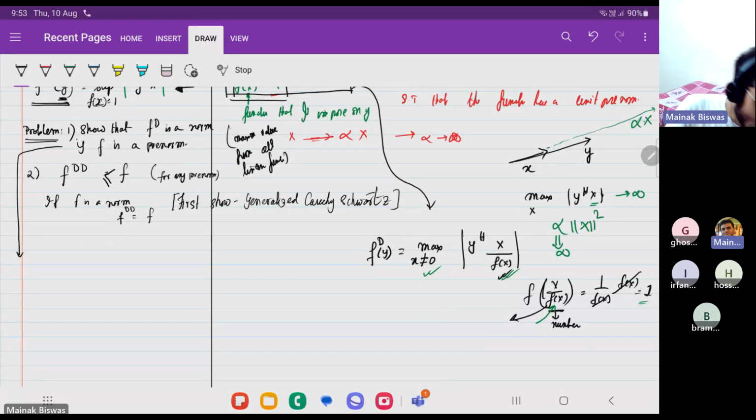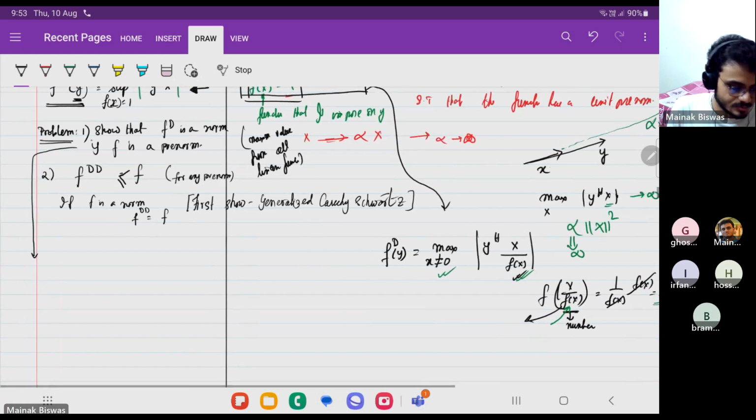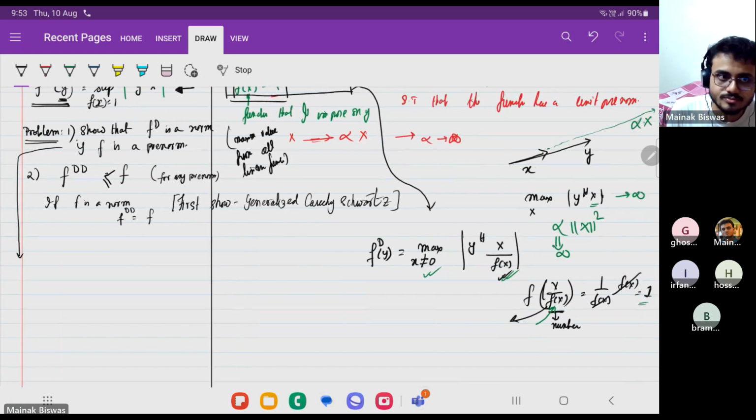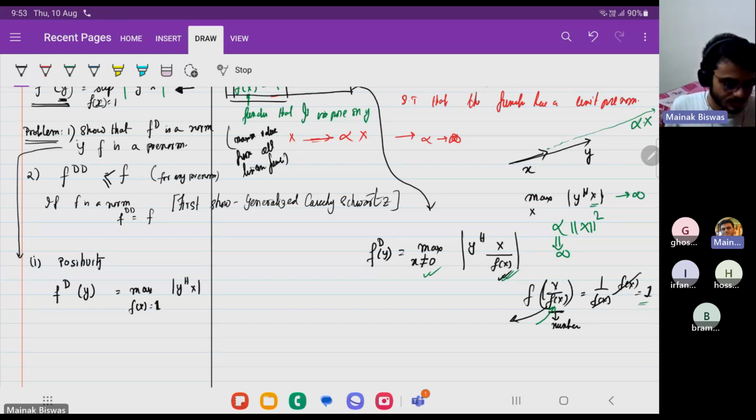So to show that the dual norm is a norm, what will I do? The first step, what will I show? Positivity, right? So f dual of y is defined as the max over f of x equal to 1 of y Hermitian x. Yes or no?